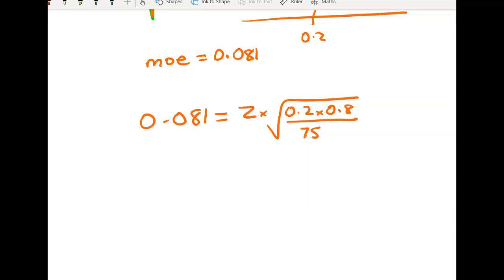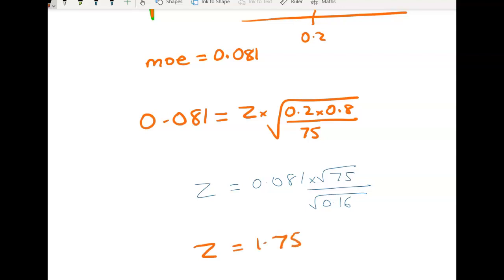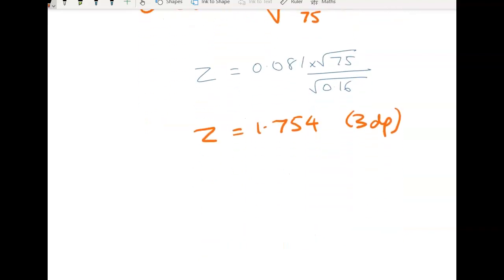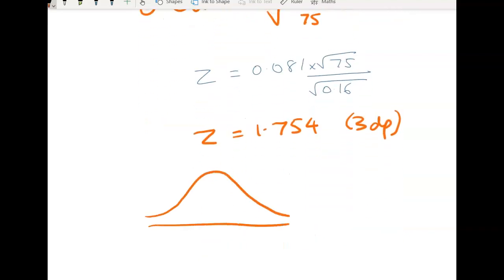Right, so now all we have to do is a little bit of reverse engineering. So we've got z is equal to 0.081 times the square root of 75 divided by the square root of 0.16, which is 0.4. And what does that give us? Well, we get a z value of 1.754, and that's to 3 decimal places. What do I need to do next? Well, I know that my confidence interval has got this value here, 1.754 here, and negative 1.754 here.